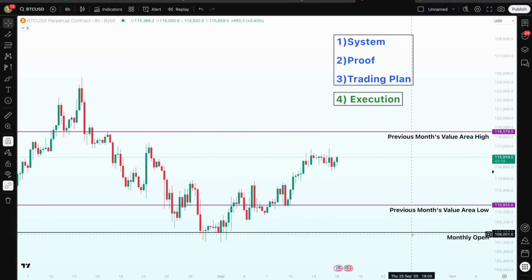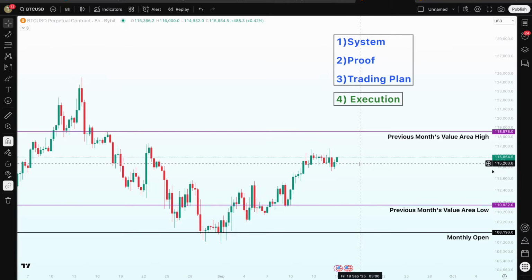The monthly open is when we had the monthly open of September. You can see here from the 31st of August to the 1st of September, right here is the monthly open of September. And these three are the only things that you need for this setup.